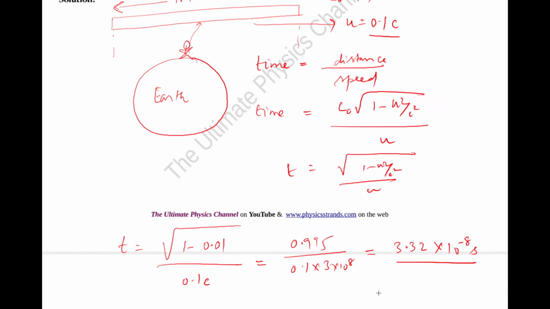So a meter stick moving at 0.1 c with respect to an observer on Earth would take 3.32 into 10 power minus 8 seconds to move past the observer on Earth. And that is because of the length getting contracted to only about 0.995 meters. That is a conclusion we can give.